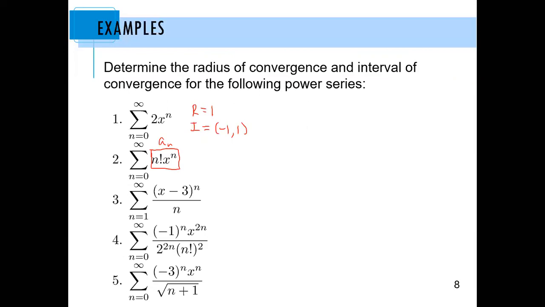You know what I mean? All right, so let's use the ratio test. That means I want the absolute value of a_(n+1) over a_n. Okay, what do I have here? What is a_(n+1)? What's going on here?